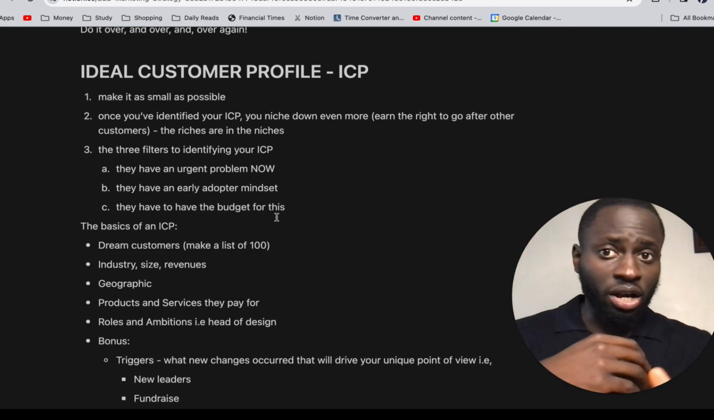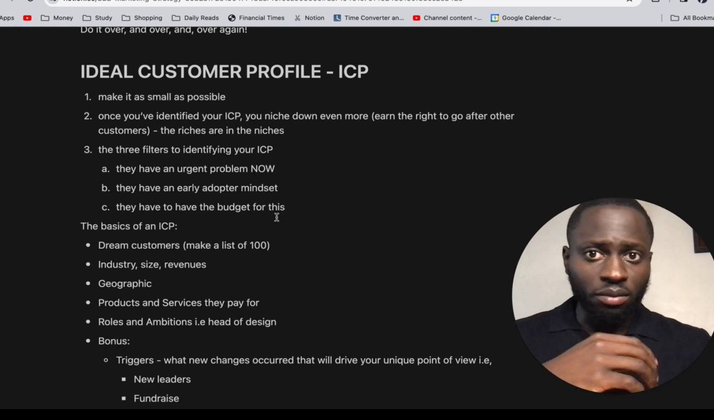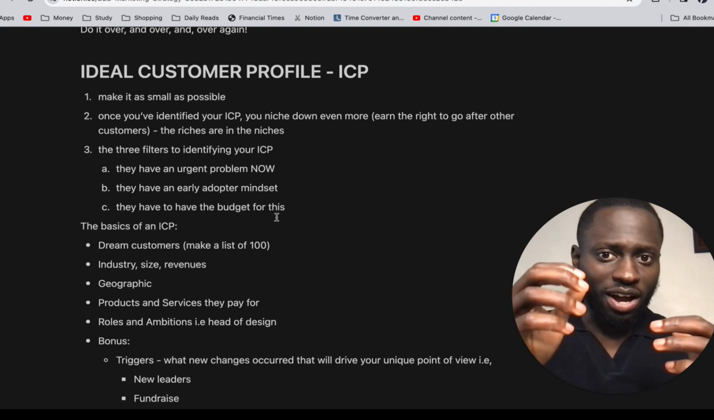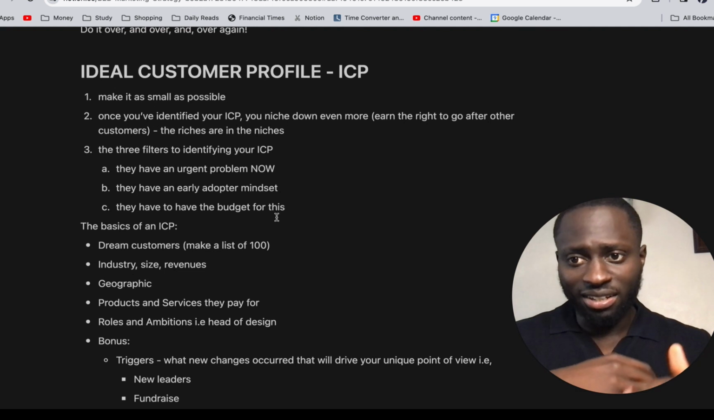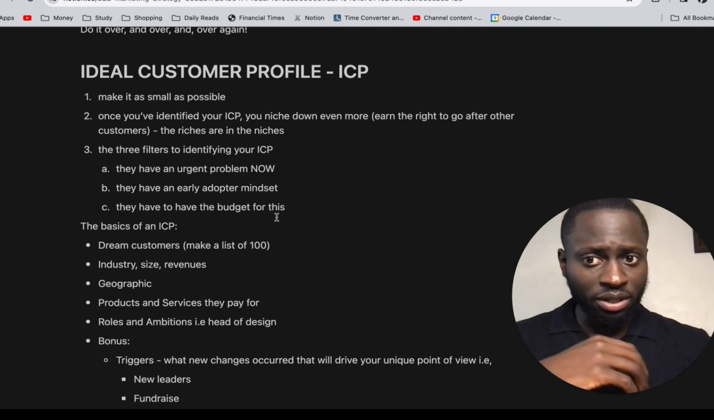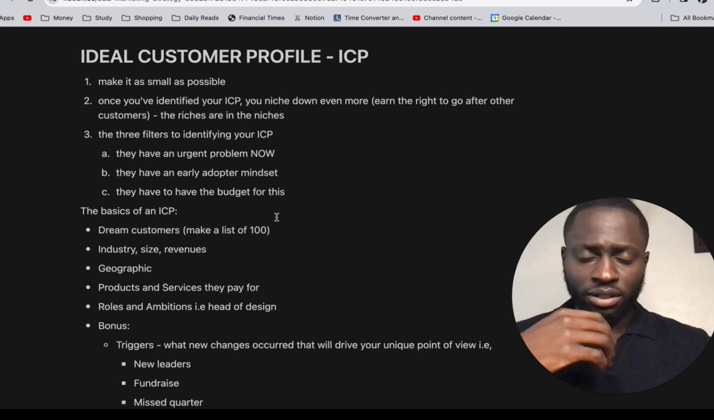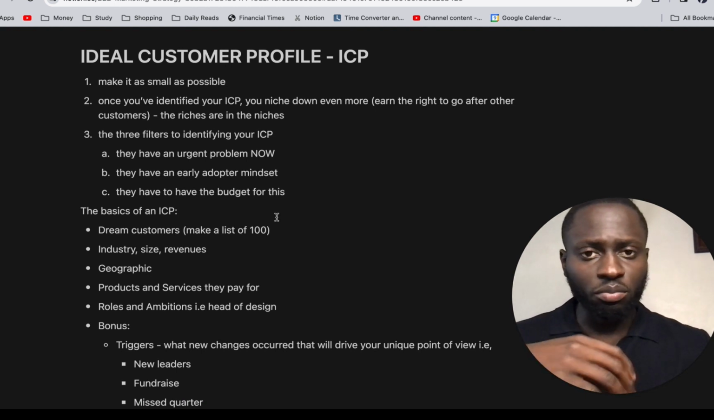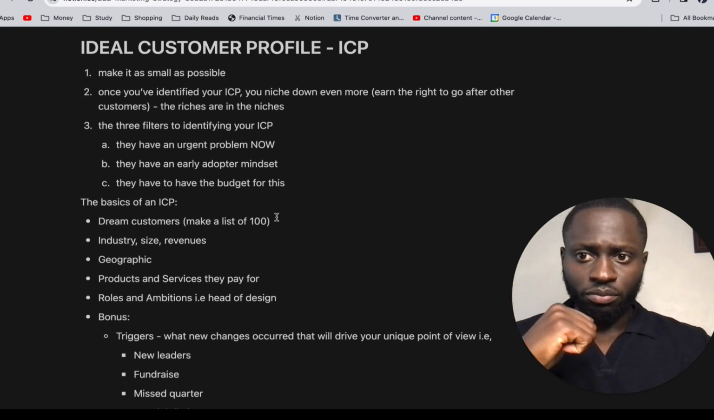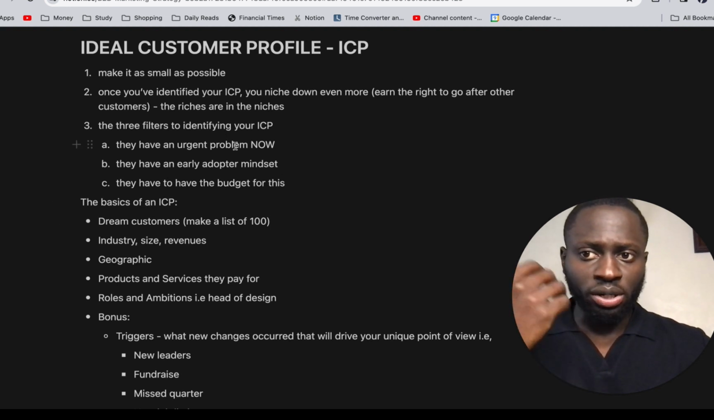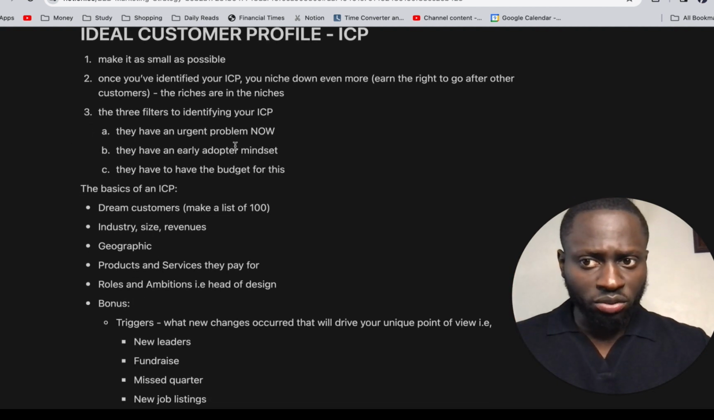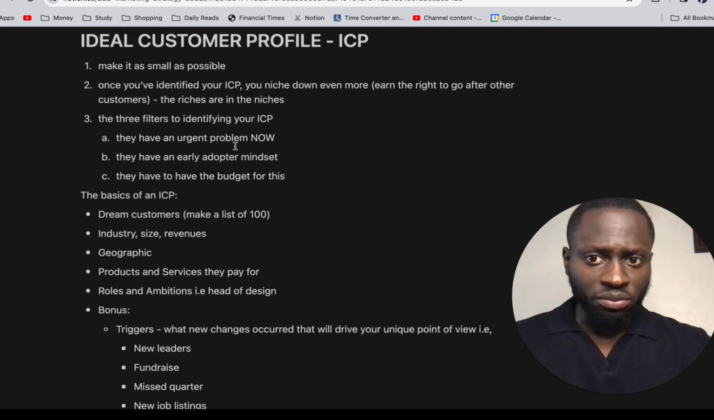As you can see, when it comes to B2B, the marketing strategy for your ideal customer profile is slightly more in depth, slightly different. The way you're thinking is slightly different. And it's an interesting space compared to the B2C space. So, quite similar to the B2C space, what you want to do when crafting your ICP is make it as small as possible. Identify your ICP. You want to niche even more.